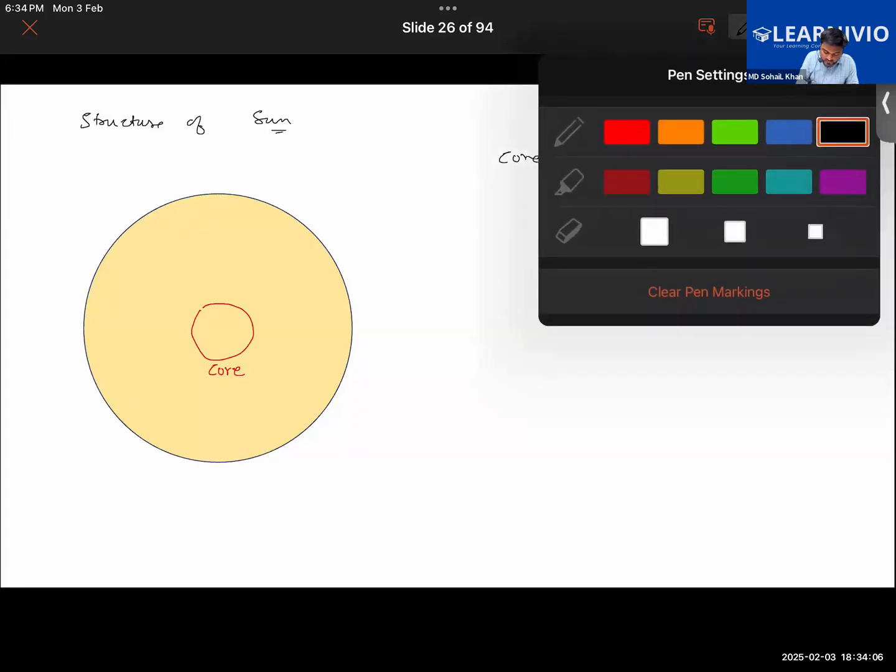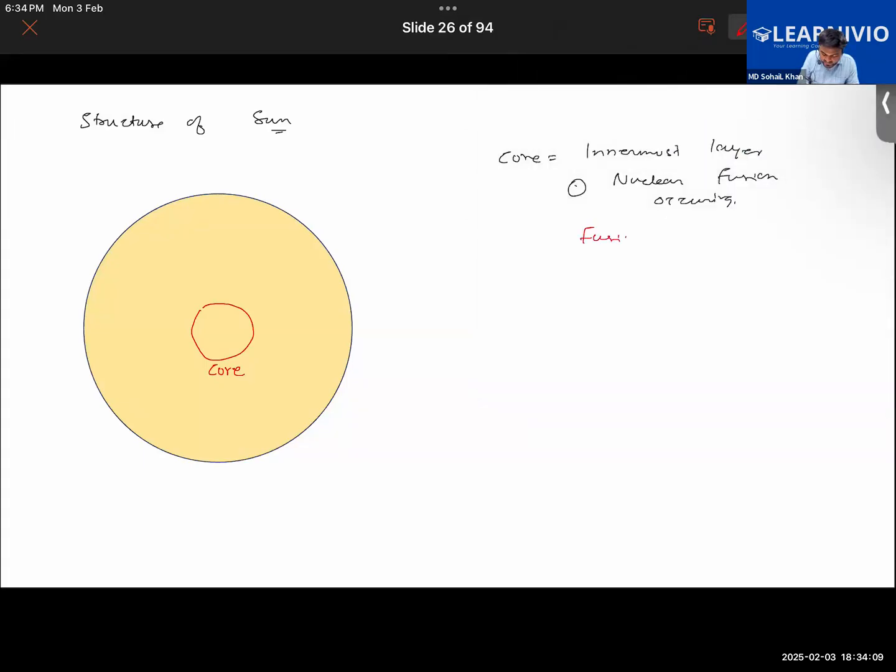Yes, sir. So in the fusion reaction that is occurring in the core of the sun, basically the nuclei of hydrogen combine. So hydrogen plus hydrogen reacts to form helium. And in this process, a tremendous amount of energy is released. So that is all about the innermost part.